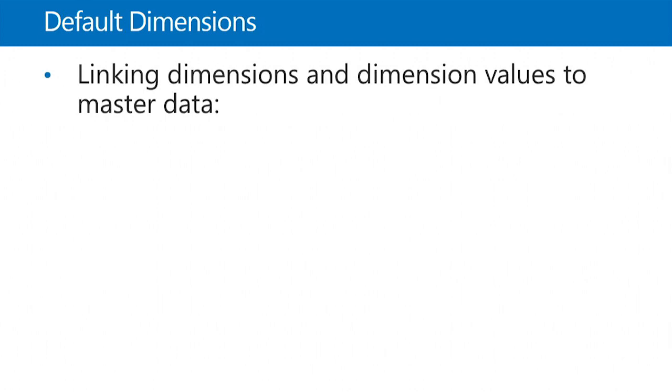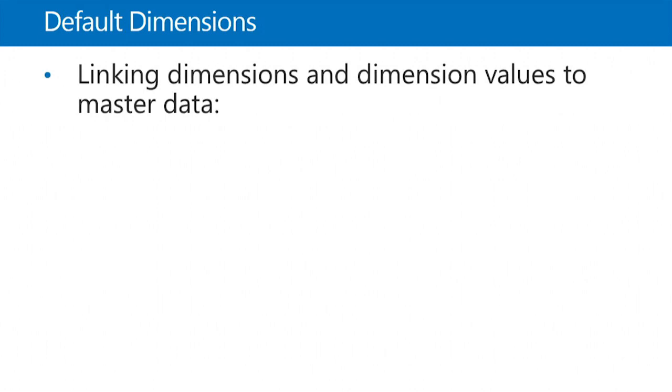That's what we call default dimensions in NAV. So by assigning default dimensions to master data such as customers, items, vendors, but also GL accounts and so on, we can have the system retrieve dimensions and dimension values automatically. Let's have a look at some features and then an example. So this is for me the most important setup feature on dimensions.